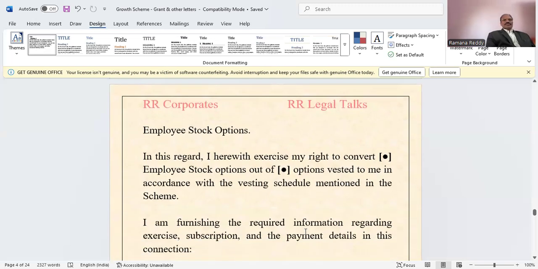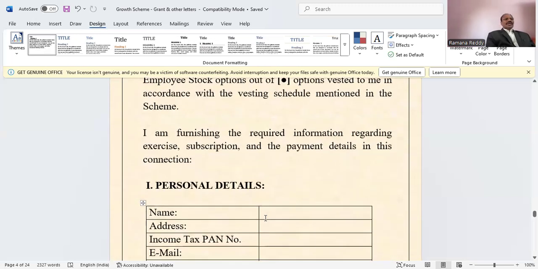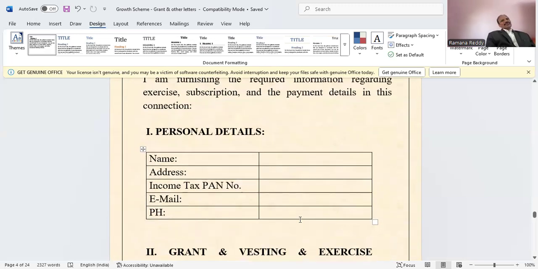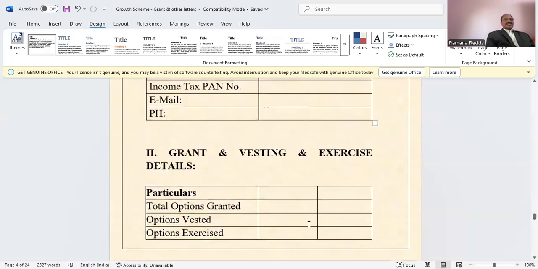This is what has to be filled in by the employee and submitted to the NRC, the Nomination and Remuneration Committee. I am furnishing the required information regarding the exercise, subscription, and payment details in this connection. We are talking about the personal details. He has to fill in personal details like the name of the employee, address, income tax PAN details, email address, and phone numbers. The grant and vesting exercise details also have to be given.